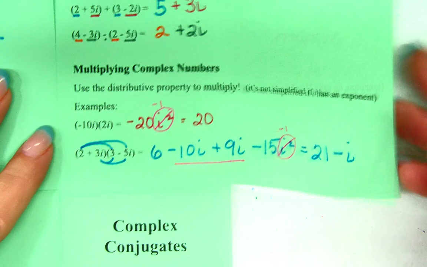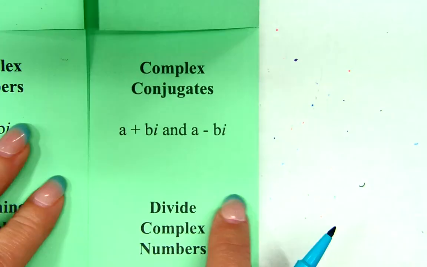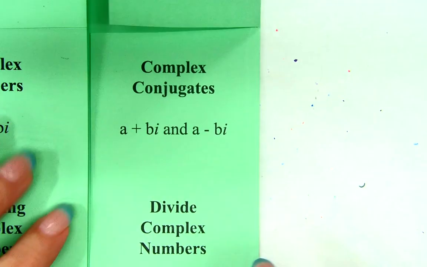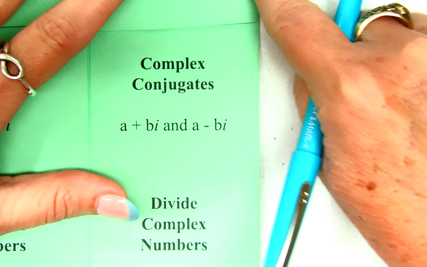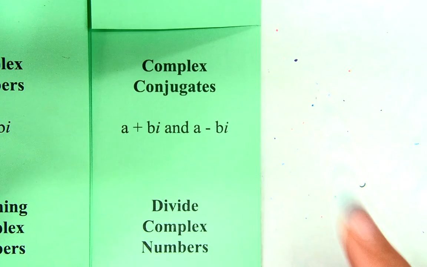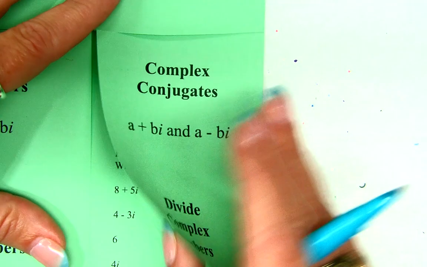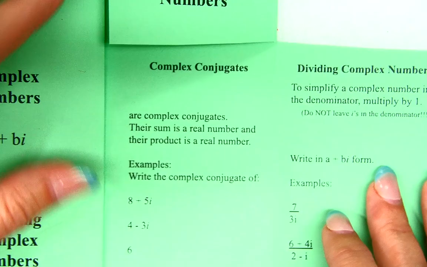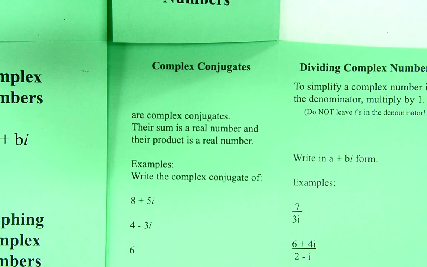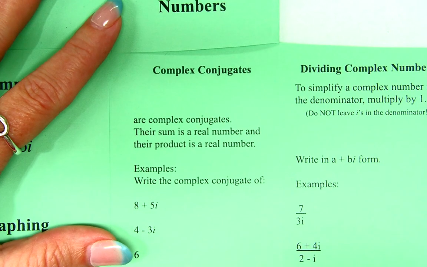Okay, so what do you think's next? Dividing. But before we can talk about dividing, we have to talk about complex conjugates. Now, is this word new to you? Oh, it's not, right? We talked about it a couple weeks ago. Not in relation to imaginary numbers, right? But in relation to, we couldn't have a radical in the denominator, so we had to find a conjugate, right? The same way that we found that, we're going to find the complex conjugates of imaginary numbers, okay?